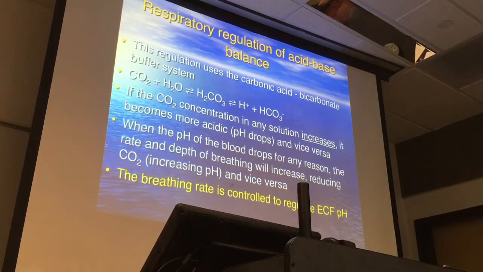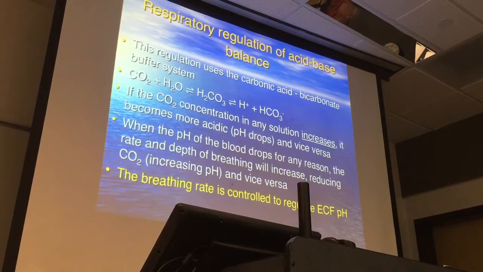Respiratory regulation. Your respiratory system can also help regulate the acid base or the pH of body solutions. It's going to use a carbonic acid bicarbonate buffer system. And again, CO2 plus water, carbonic acid, bicarbonate ion, hydrogen ion. If you ever increase the carbon dioxide concentration of any solution, you're going to lower the pH because you're pushing the equation this way. You add more CO2, it pushes this way, pH drops. It always happens, by definition. You don't need carbonic anhydrase there. It just makes the reaction go quicker. Whenever CO2 builds up, you're going to lower the pH.